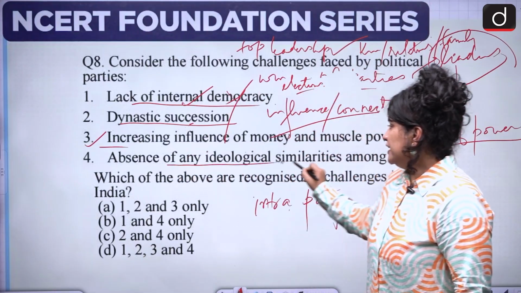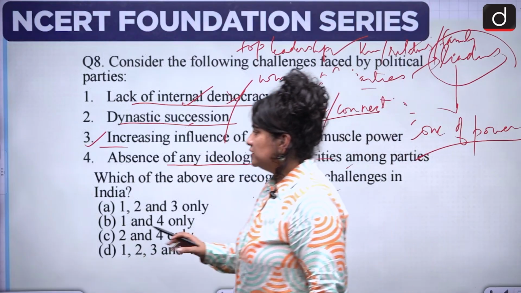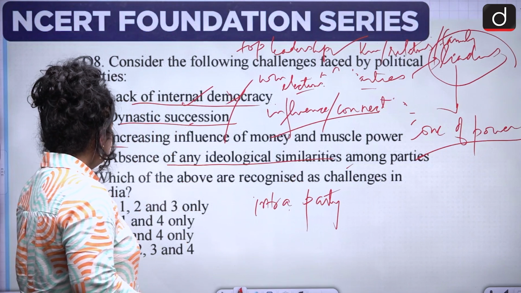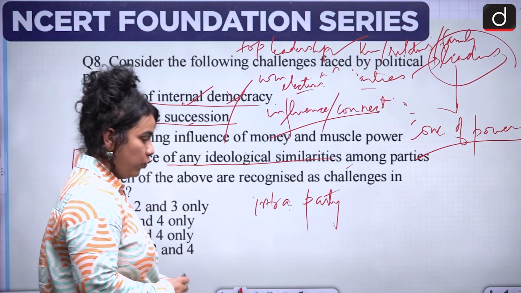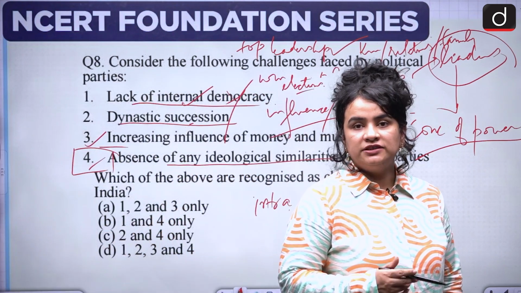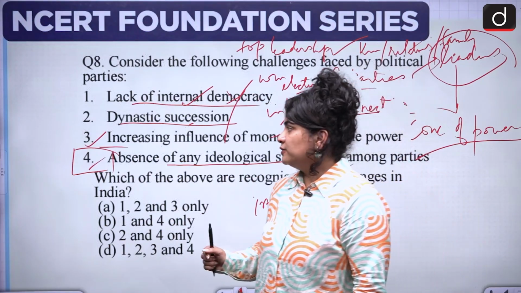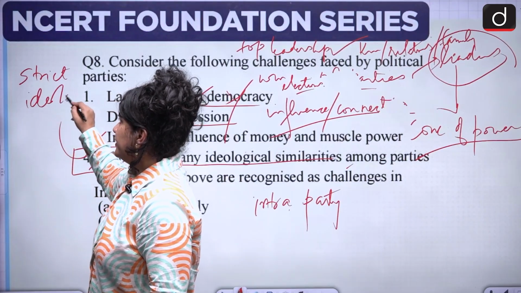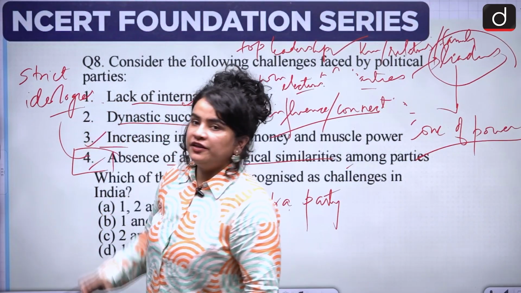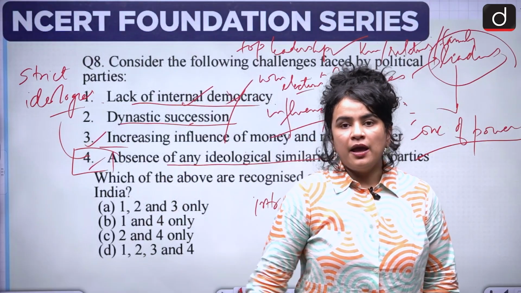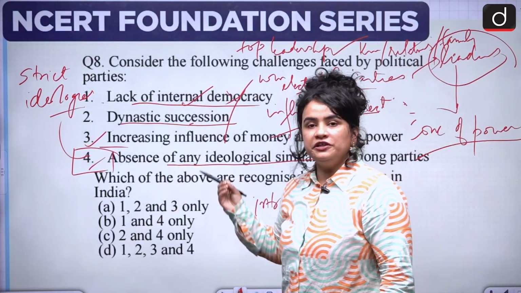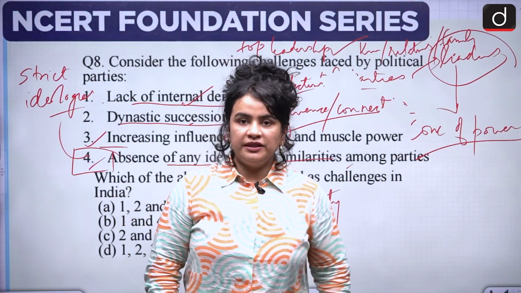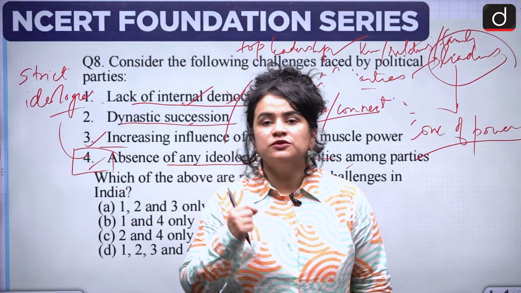4th, absence of any ideological similarities among parties. Now, this might appear a bit vague, but this is again a very big challenge to political parties. Why? Because earlier it so happened that political parties were separated by strict ideologies and very different ideologies. So, the left and the right, for example, they were absolutely different. But now, if you notice, there is no real choice for the citizens because the political parties are not really very different from each other in terms of what they have to offer, in terms of their ideology.